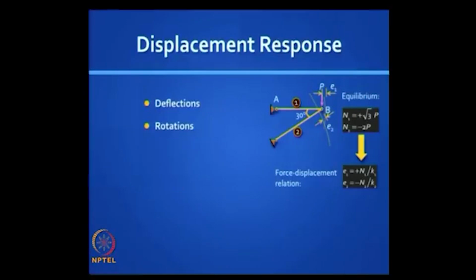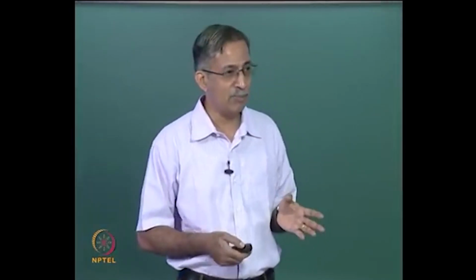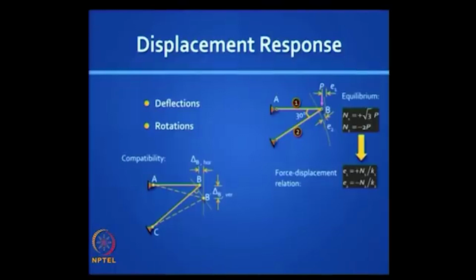So with center at A and radius AB plus E1, you try to draw an arc, it will come vertically, and so this way of construction is possible geometrically. This is called the classic Williot-Mohr diagram. So it is possible to locate the fresh location of the joint B, and that is how you get the vertical and horizontal displacement.